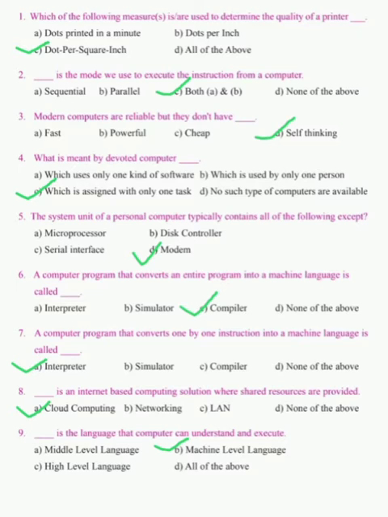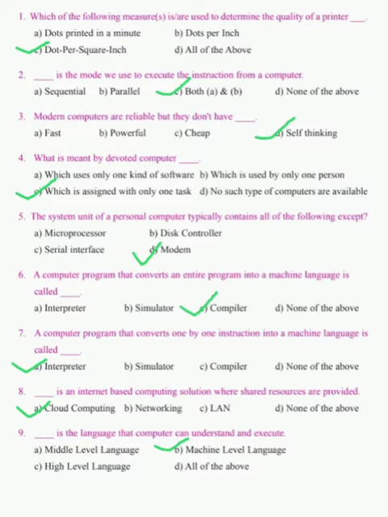Answer: Both A and B. Modern computers are reliable, but they don't have dash. A. Fast. B. Powerful. C. Cheap. D. Self-thinking. Answer: Self-thinking.